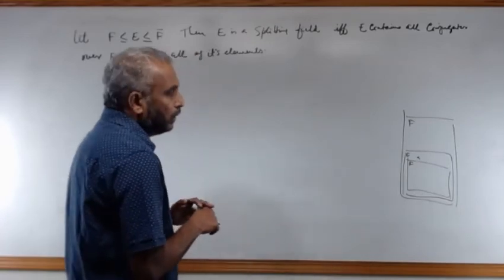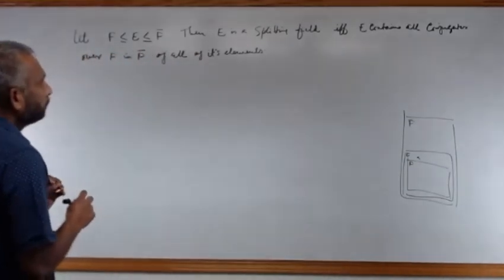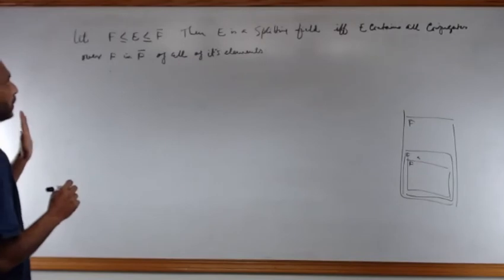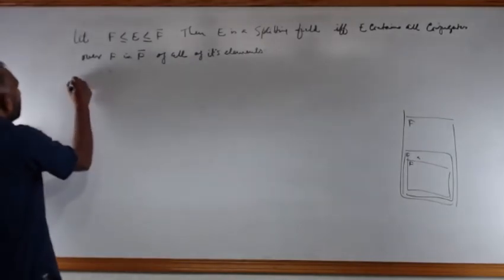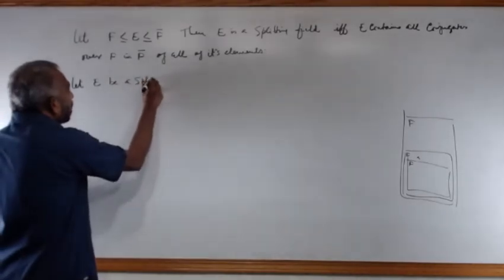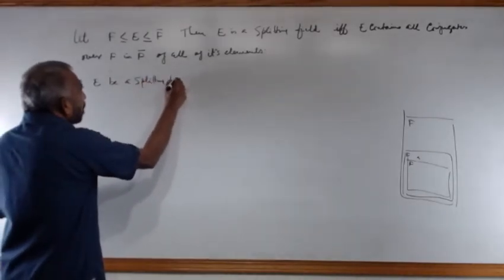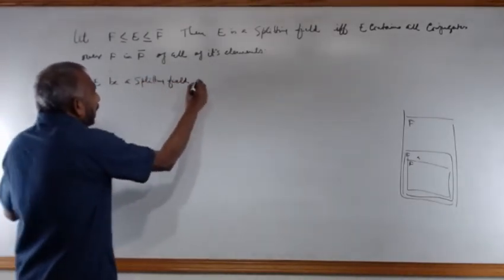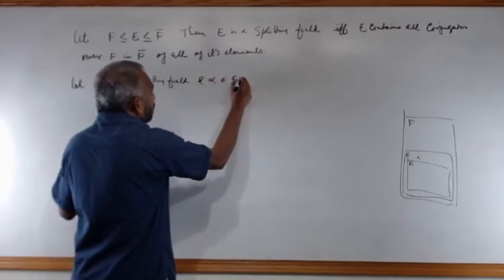So let us assume that there are two parts. So let us assume that E is a splitting field and alpha belongs to E minus F.